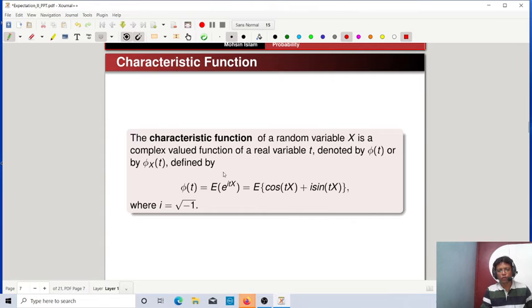You know that Eulerian expression from the complex number: e to the power itx can be written as cos tx plus i sin tx, where i is iota, root over minus 1. So this is the definition of the characteristic function. It's a complex valued function of a real variable t.